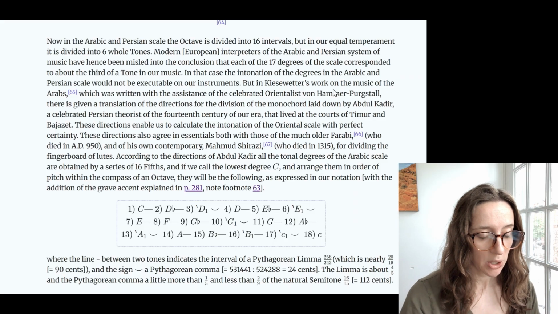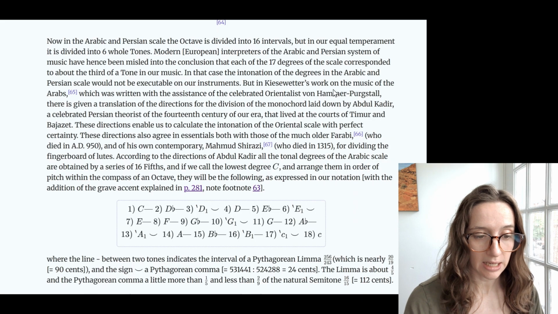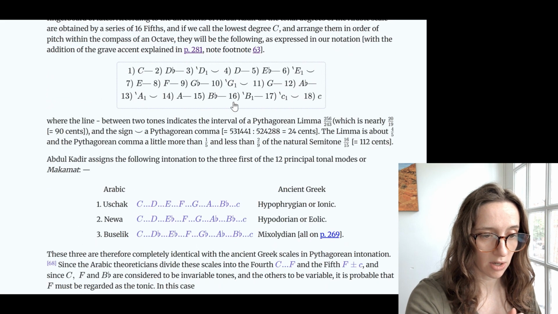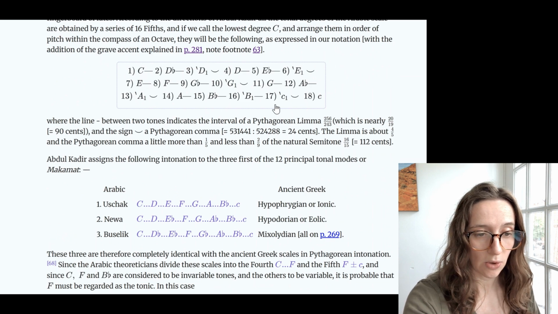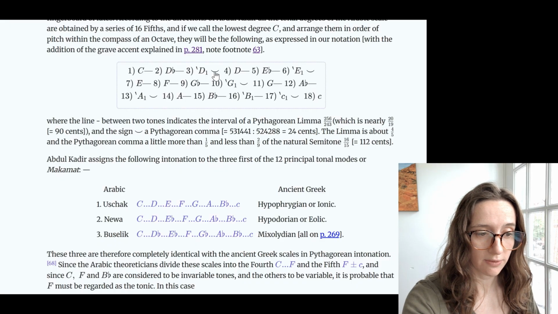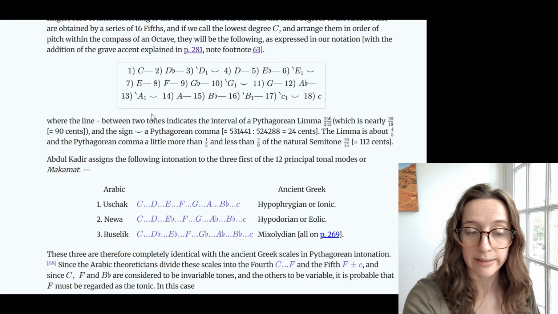All right. Persian and Arabic scales divided the octave into 16 intervals. Here is the notation we've gone over. A straight line indicates an interval of a Pythagorean lemma, and this curved line indicates a Pythagorean comma. Let's listen.